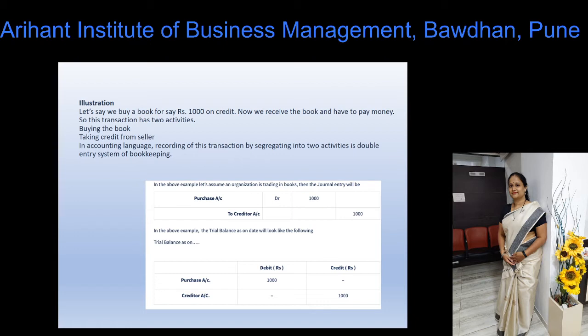So we need to write or journalize this entry as purchase account debit 1000 to creditor account, credit 1000. And in trial balance, it will look like purchases debit side 1000 rupees, credit side 1000 rupees. So you can see that even a single transaction has double entry or two effects. Now how to decide which account will be debited and credited, we will discuss in a separate video, or rather the next video.